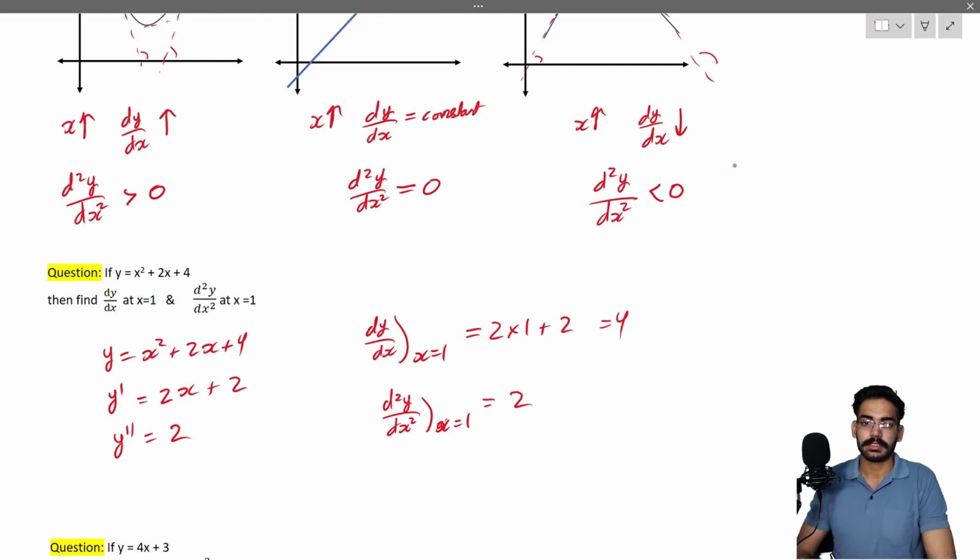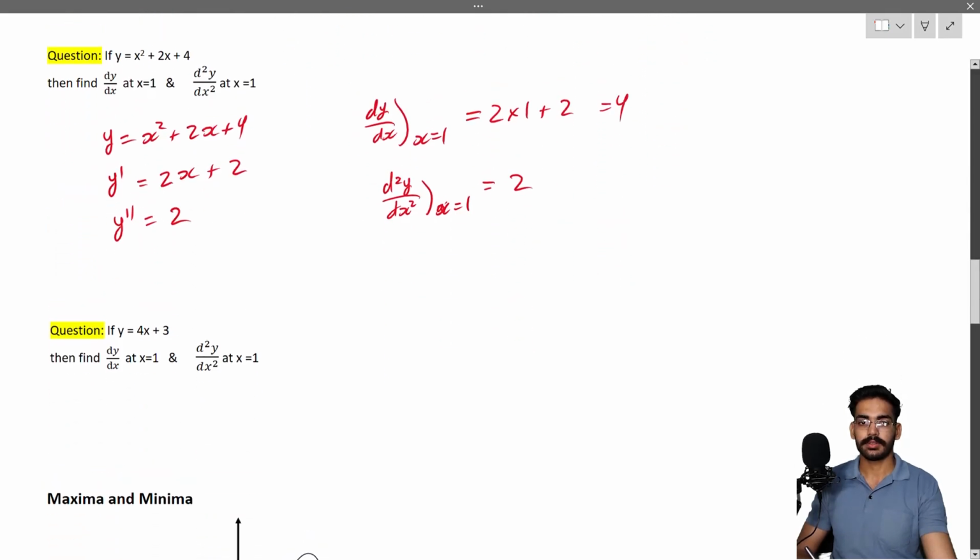Now, some students make a mistake here. First, it asks at x equal to 1, so they put x equal to 1 and get dy by dx equal to 4. And then they say dy by dx is constant, so differentiation is 0. No, here you are calculating dy by dx at a particular point. You see the function and differentiate the function. Don't differentiate the value at a particular point. See how the function depends on x, and differentiate it. And after that, whatever value they ask, you put the values in. I hope you understood this.